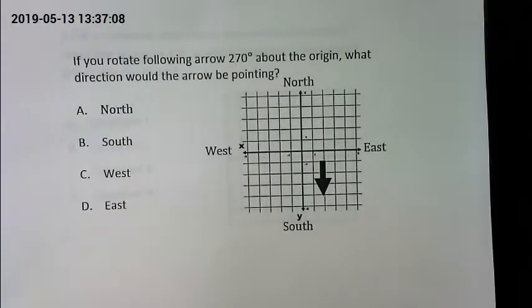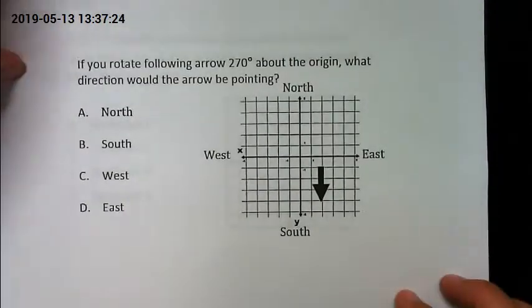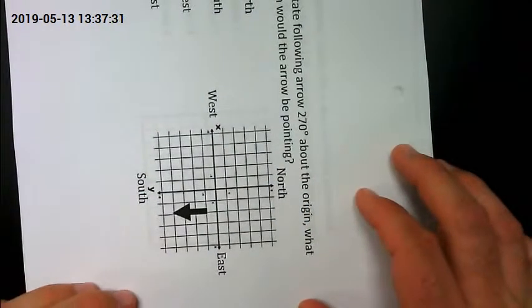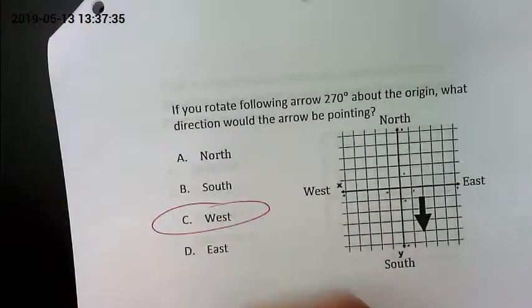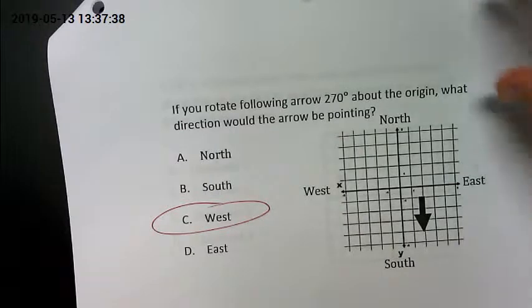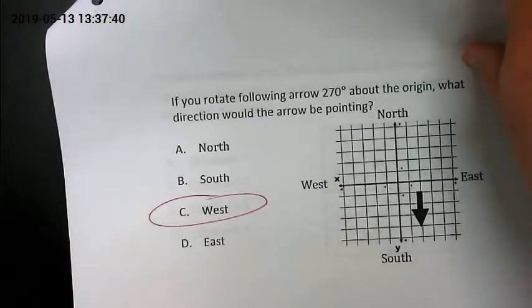Okay, so we have our arrow. Again, you could draw this on your paper and just rotate your paper. We're going to rotate it 270 degrees about the origin. Am I going clockwise or counterclockwise? Counterclockwise. All right, so here we go. 90, 180, 270. What way is it pointing? West. West. That's my answer. Northwest. All right, we good?